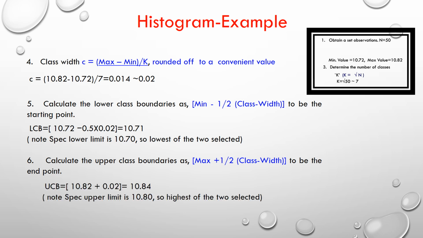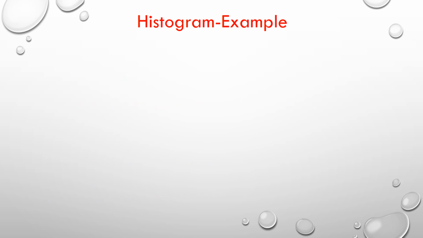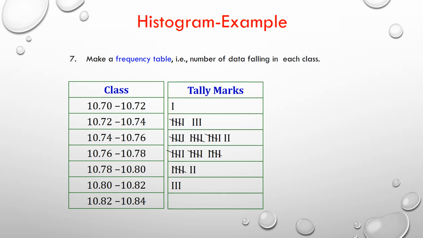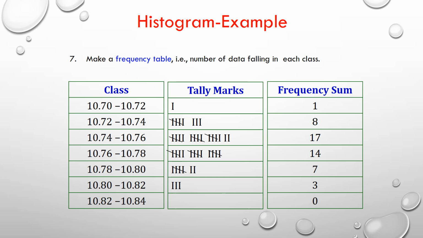Next, make a frequency table, that means arrange the data in each class, which has a range of 0.02. In our example, the lower class boundary is 10.70 to 10.72, because you have to make a range by adding 0.02 to the LCB. Likewise, calculate the other ranges or classes. In this range, one data point is available, meaning the frequency is 1.